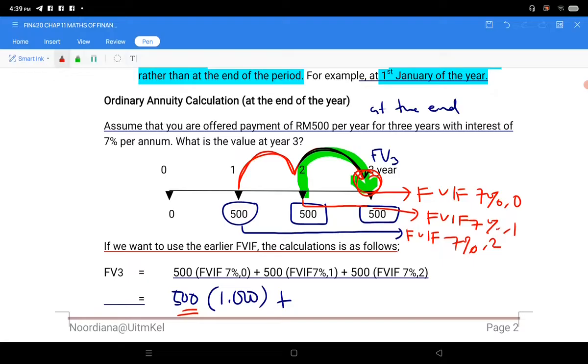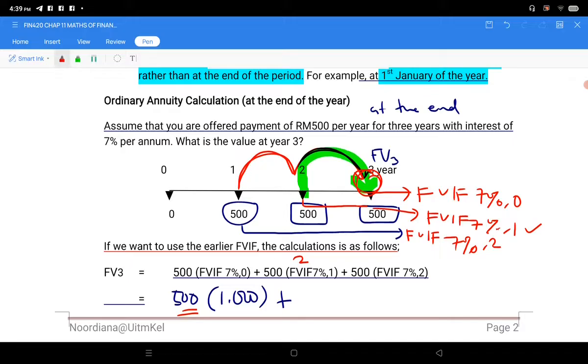So sebenarnya 500 darab dengan FVIF 7% 0 ni, cash flow yang duduk sini, yang tahun ketiga. Ini yang tahun kedua. Okay. Yang ini yang tahun pertama. Sebab dia bayar 500 ni, kita nak tunggu sampai tahun ketiga ni, you are calculating the amount lah. Sebab tu dia jadi macam ni supaya saya tunjuk, supaya you faham.